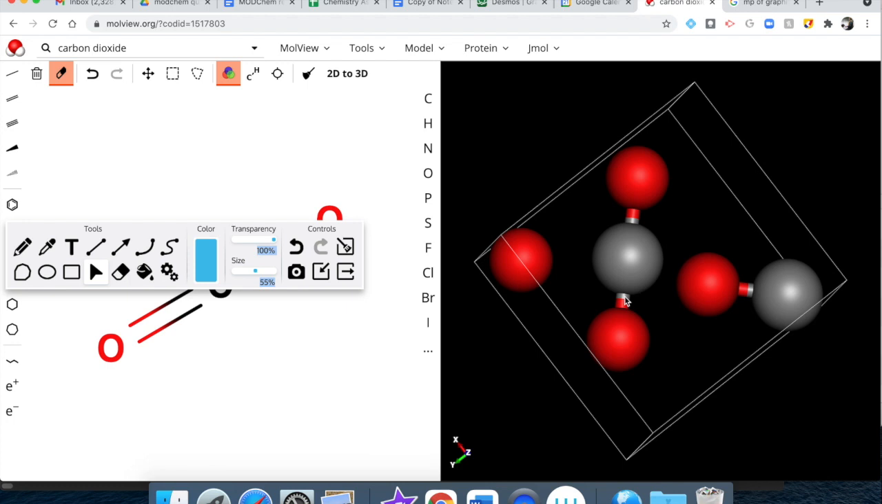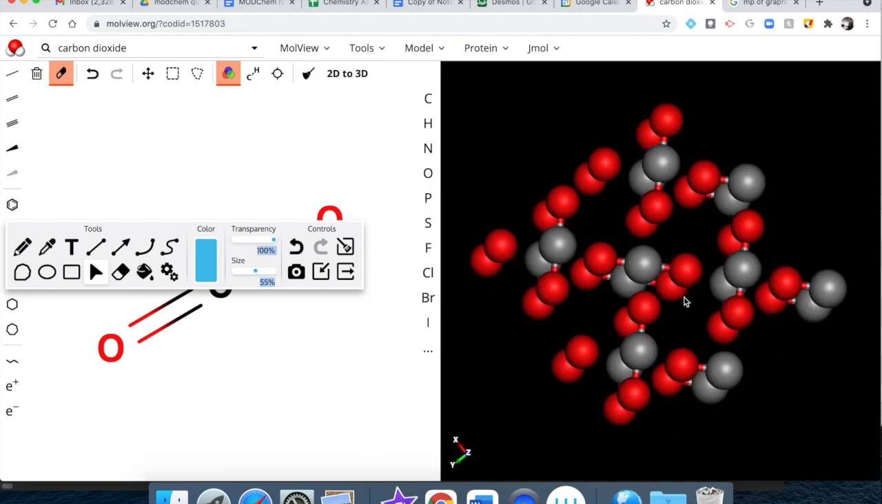The bonds between the carbon and oxygens, those sticks, those are covalent bonds. So that represents a shared pair of electrons that both the atoms are attracted to, and that keeps them together in a molecule. Now that molecule is neutral. It's not like an ion. And so when you dissolve a molecule like carbon dioxide in water, it does not conduct electrical current because it's neutral. Let's make a bigger sample.